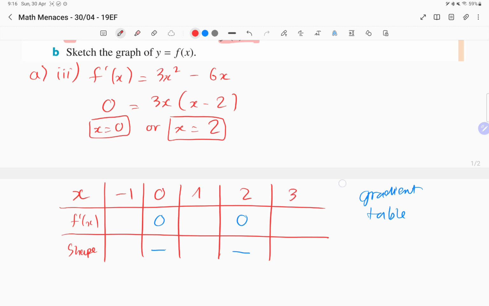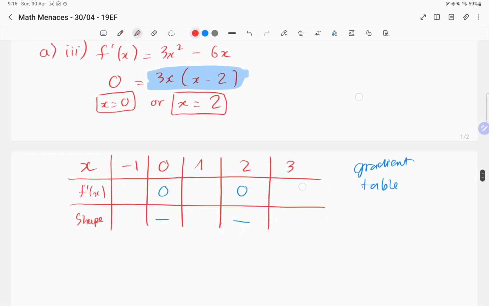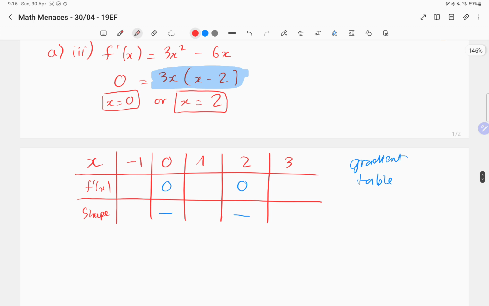3. 3 is a good one in this case. The reason why I will pick 3 is because of this part here. Remember last week I did something like 10, so that it's a bit easier to work through. But in this case we already factorized it, so we can actually substitute into the factorized version. So anyway, let's calculate negative 1.